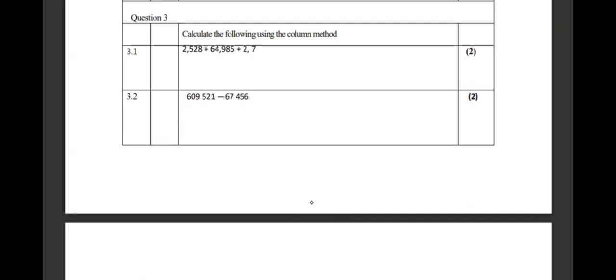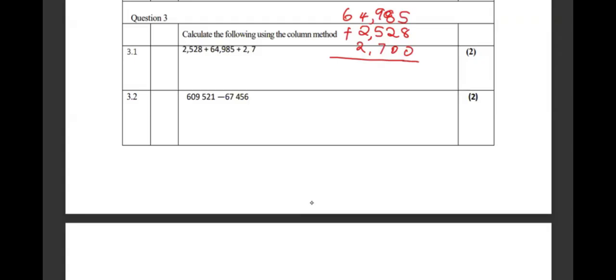So for the column method, we have to arrange everything according to the decimal positions. So this is 2, 5, 2, 8. And then we have 64, 9, 8, 5. And then lastly, we have 2, 7. And then you add them. Just arrange it, let the comma be in the same position. Then whatever you don't have there, just put a 0.